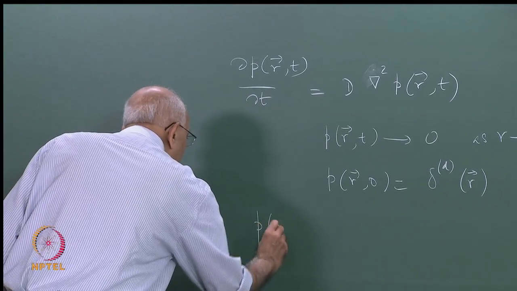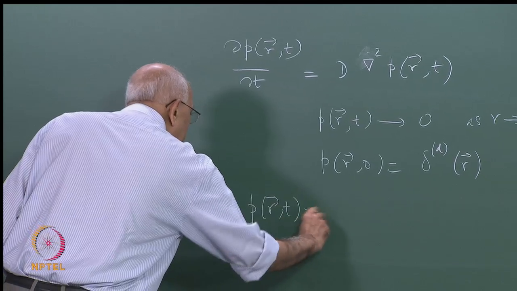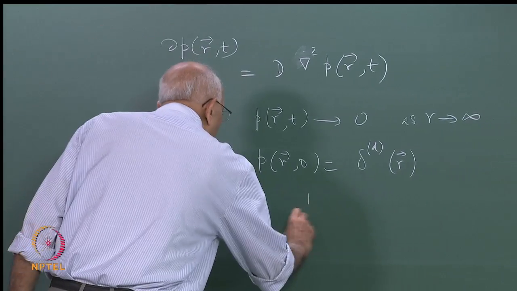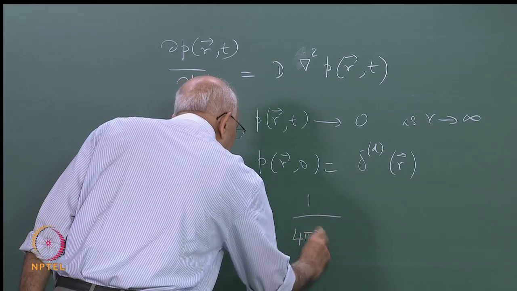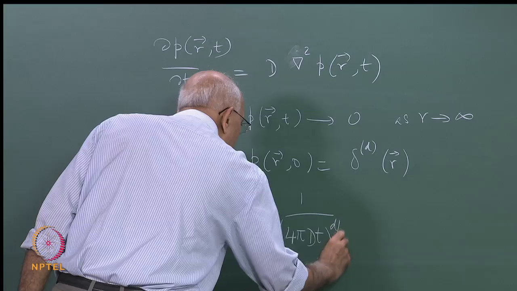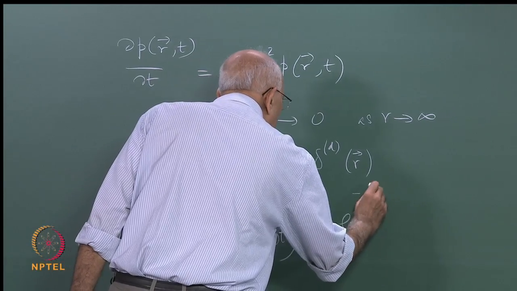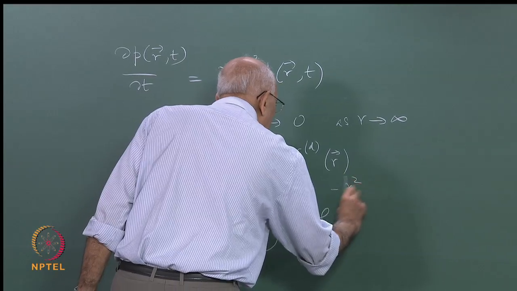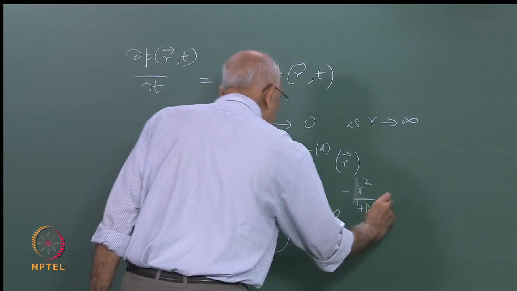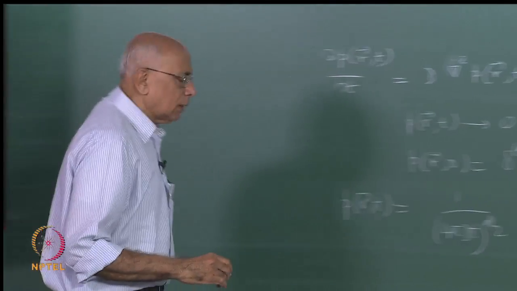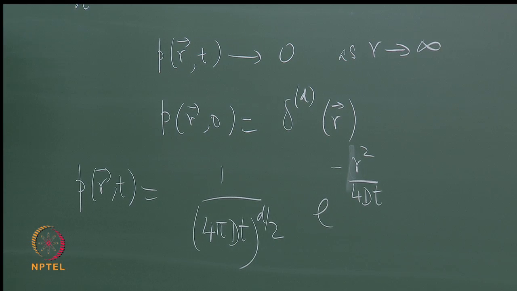And if you recall, the solution to this was P of r comma t equal to 1 over (4 pi Dt) to the power d over 2, e to the power minus r squared over 4Dt. That was the fundamental Gaussian solution.